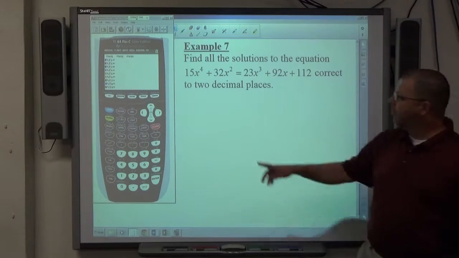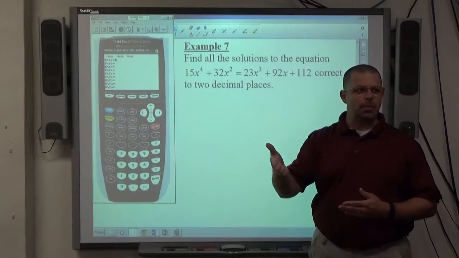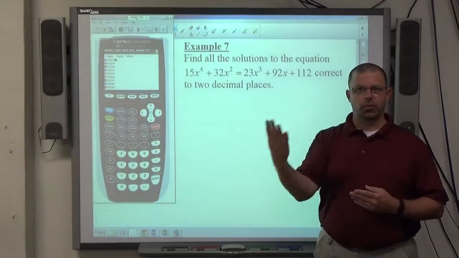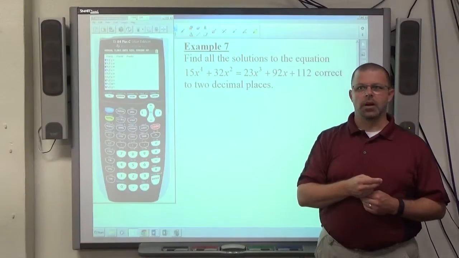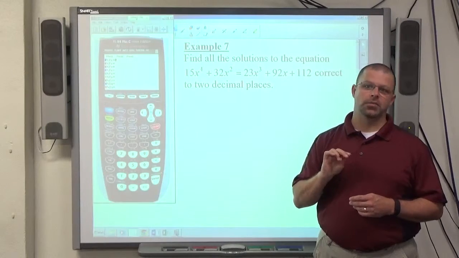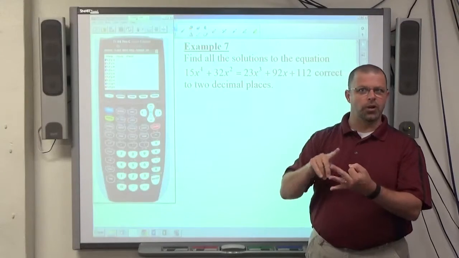All right? When you're looking at a polynomial function, the number of solutions is equal to the highest power or 2 less than that all the way down to 0. So if there's 4 answers, there could be 2 answers. There can't be 3. All right? There could be 3, but one of those would happen twice. All right? There could be 4 answers, but it could be 1, 1, 2, and 2.